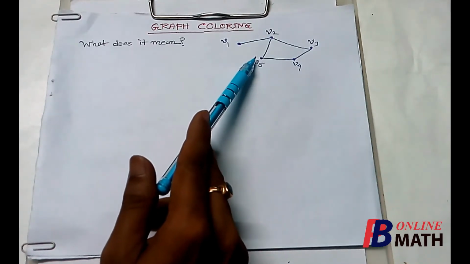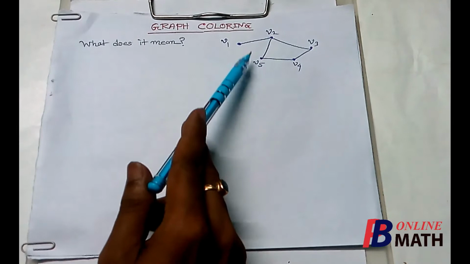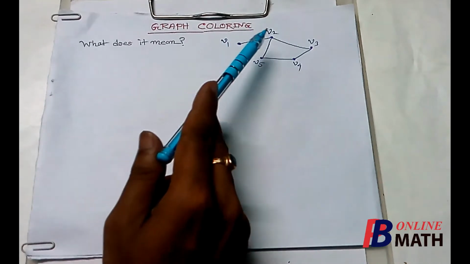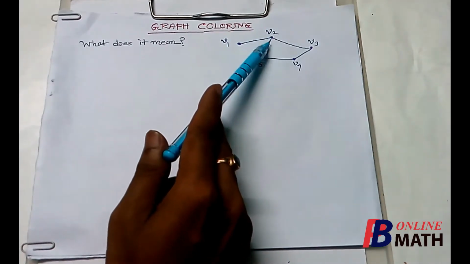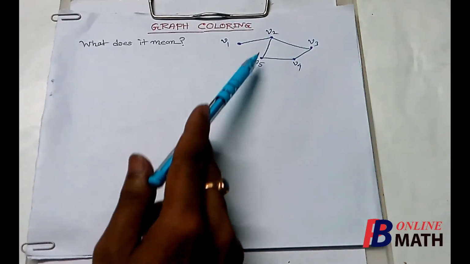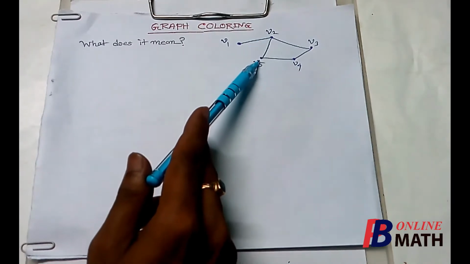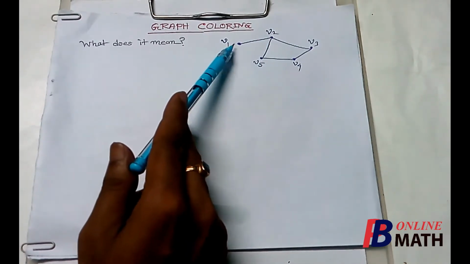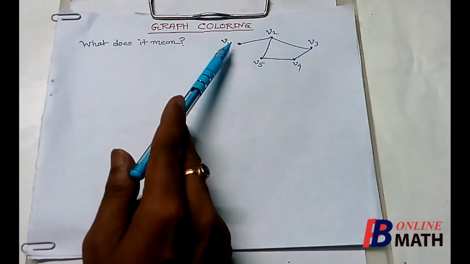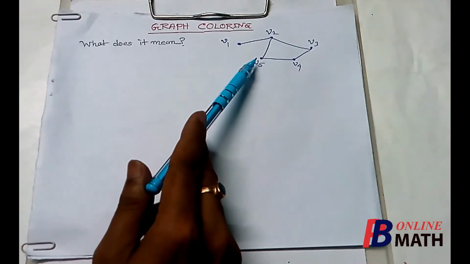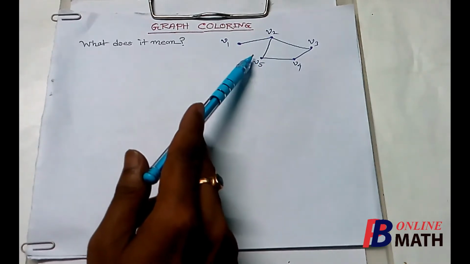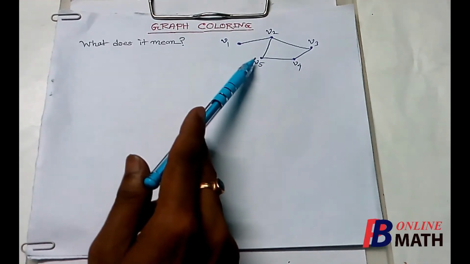Now we consider the vertex V5. Here we find that the vertices V2 and V5 are adjacent. We have colored V2 by white color, so we can't color V5 by white color because these two vertices are adjacent. But V1 is colored by blue color, so we can color V5 by the same color blue because these two vertices are not adjacent, because there is no edge from V1 to V5.